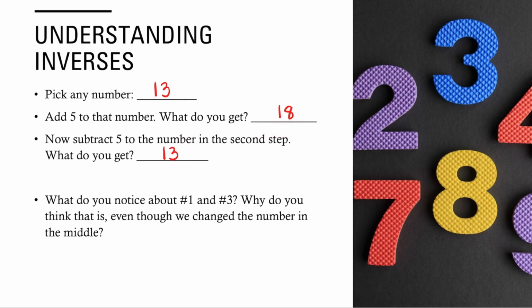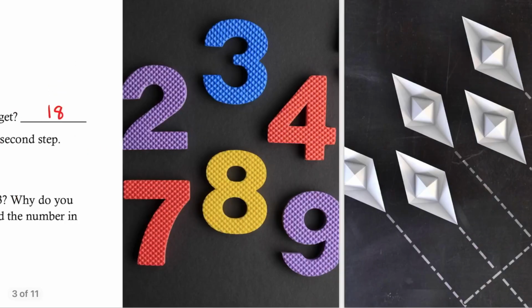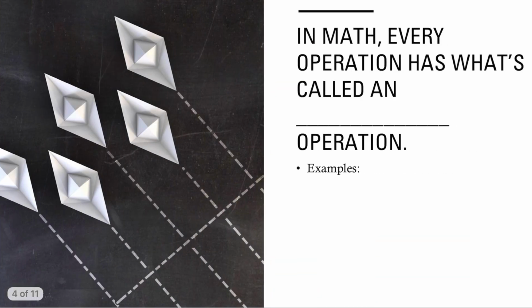You probably were like, oh, we added, but then we subtracted the same amount. If we had added a different amount than we subtracted, it wouldn't have matched. But because it was the same amount on both sides, they ended up canceling out. And that brings us to what is called an inverse. In math, every operation has what's called an inverse operation. That is just a fancy word for opposite. Kind of. It's more like it undoes something.